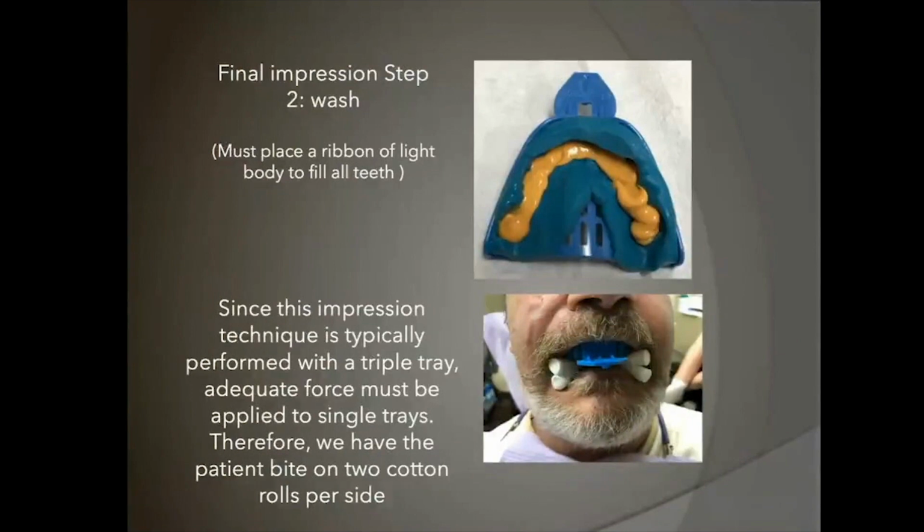And since normally we use this technique with a triple tray with the patient biting down, there's nothing quite as strong as a nice occlusal force. So we'll have the patient bite down on cotton rolls to drive that tray up into the teeth and allow the material to capture the detail in the sulcus. So we have them bite on 2 cotton rolls per side. It takes about 2.5 minutes. We don't have many problems with jaw fatigue.